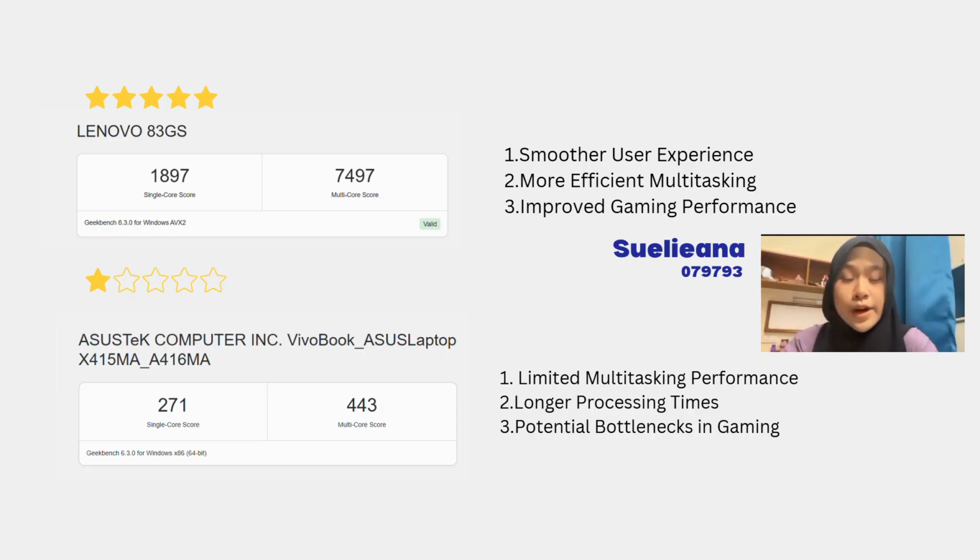The disadvantages of having fewer cores in a computer. First, limited multitasking performance means the system may struggle to handle multiple apps or tasks. This can lead to slower responsiveness or even app crashes when too many processes are running at once. Second, longer processing times refer to delays in executing commands, opening apps, or loading content. The potential bottleneck in gaming: when hardware limitation, like a weak processor or graphic card, slows down game performance.